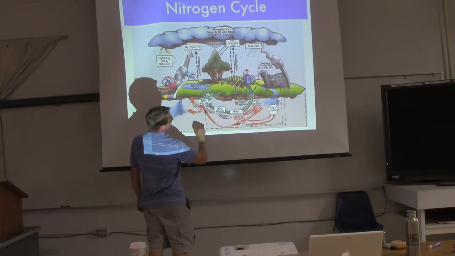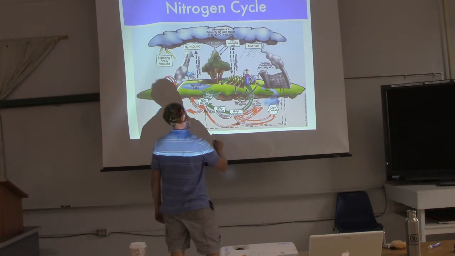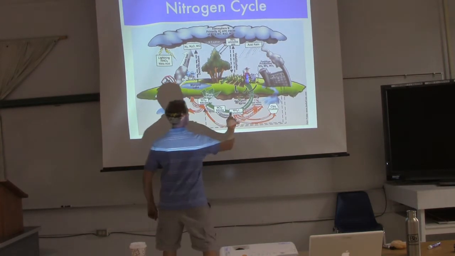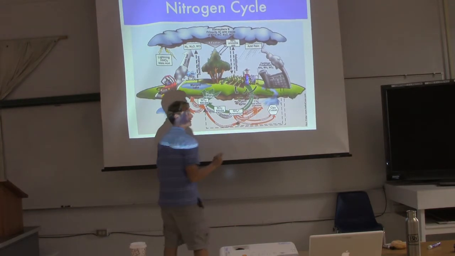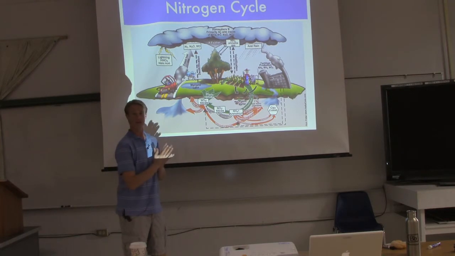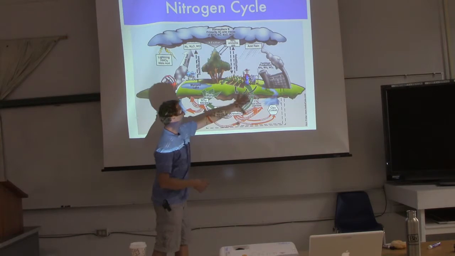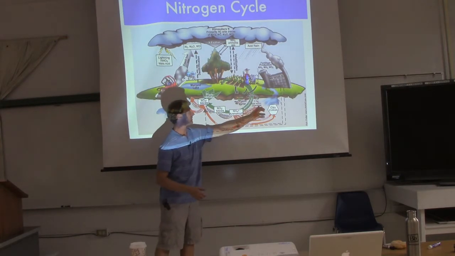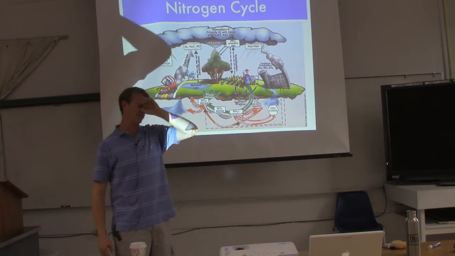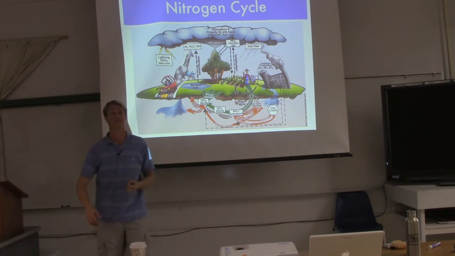Also, the immobilization of NH4. Basically, what happens is these microorganisms need nitrogen to exist just like any other plant or animal. So in addition to the nitrogen going through all these phases, they need it to survive. This is a huge sink for nitrogen, microorganisms in the soil.